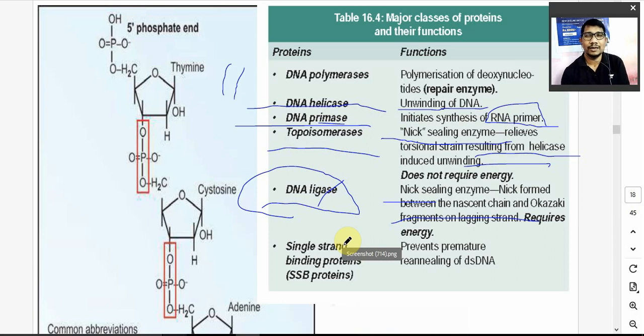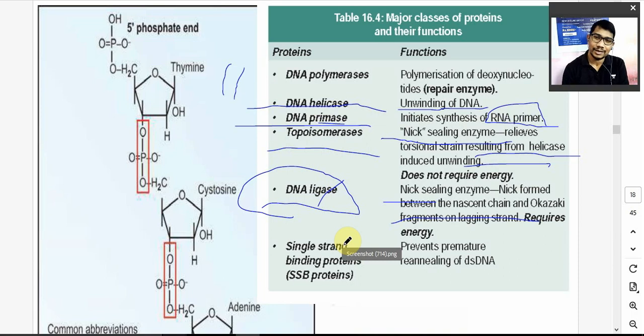Now, leading strand and lagging strand. So DNA synthesis, that is synthesis of DNA, means DNA replication, occurs simultaneously on the lagging strand as well as the leading strand. Okay, but on the leading strand, DNA synthesis is linear, it is continuous.